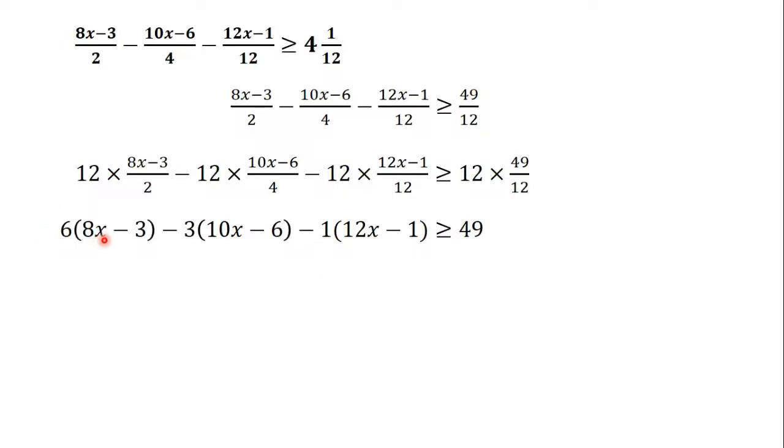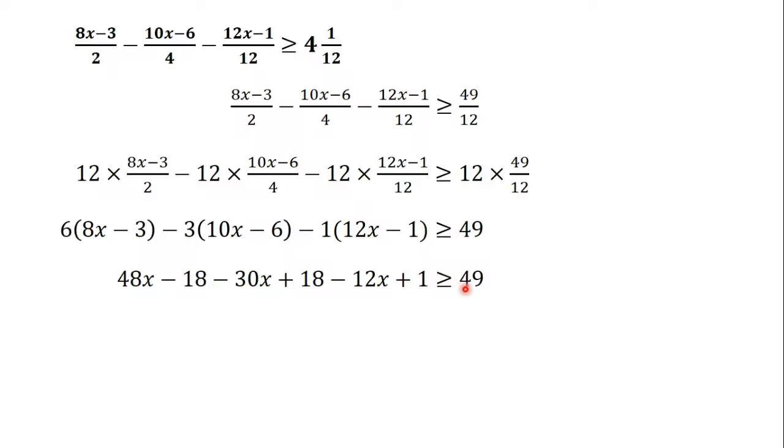So we have 6 times 8x which will give us 48x. 6 times 3 will give us 18, but it's negative, so minus 18. Minus 3 times 10x will give us minus 30x. Minus 3 times minus 6 will give us positive 18. Remember, when a negative number multiplies a negative number, you are going to get a positive number. Minus 1 times 12x will give us minus 12x. Once again, minus 1 times minus 1 will give us positive 1. Then this one is greater than 49.